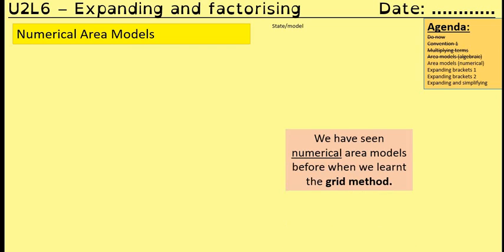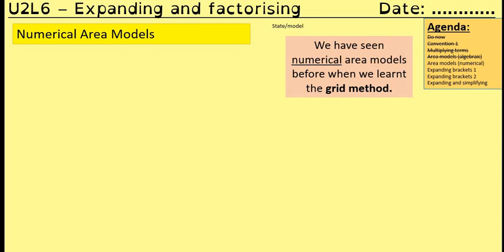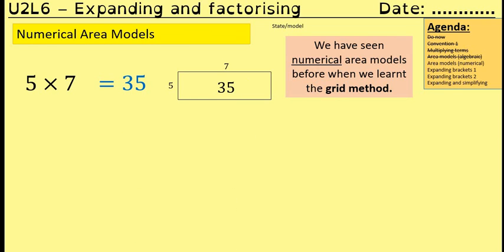And now we will look at some numerical area models. So we've seen these before as well, when you learn how to do the grid method to multiply numbers. So if I have 5 times 7, for example, I can make an area model with 5 as the height and 7 as the base, and then my area I'm going to represent with brackets, 5 multiplied by 7. And we know that that's 35, so we can write 35 in here.